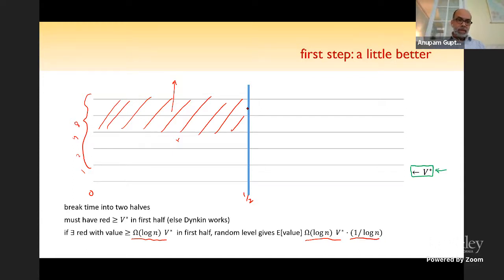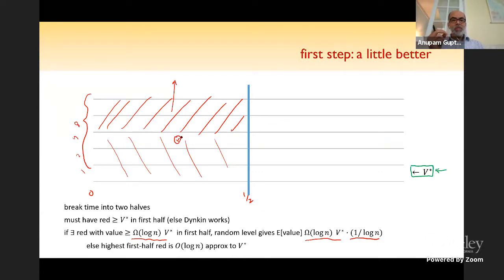So the bad case is that all the red elements in the first half are small. But that in turn means that the highest red item in the first half is a log approximation to V star. Okay, so think about it. I started with the polynomial approximation to V star. And after this first half, I have a log approximation to V star. So that's great, right? Because if I have a log approximation to V star, then in the second round, I'll need only log many buckets in which to run this algorithm.